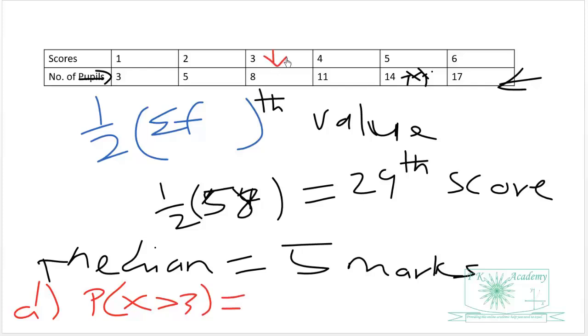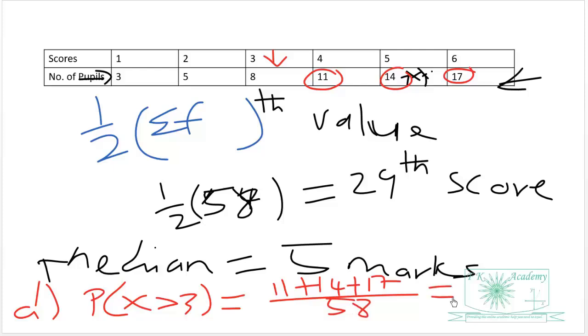So more than 3 will be 11 plus 14 plus 17. So 11 plus 14 plus 17, all over 58. And that will give us 42 over 58, or 21 over 29.